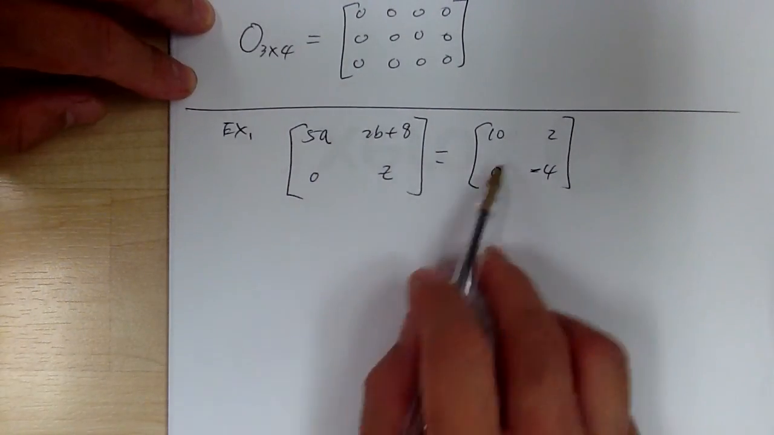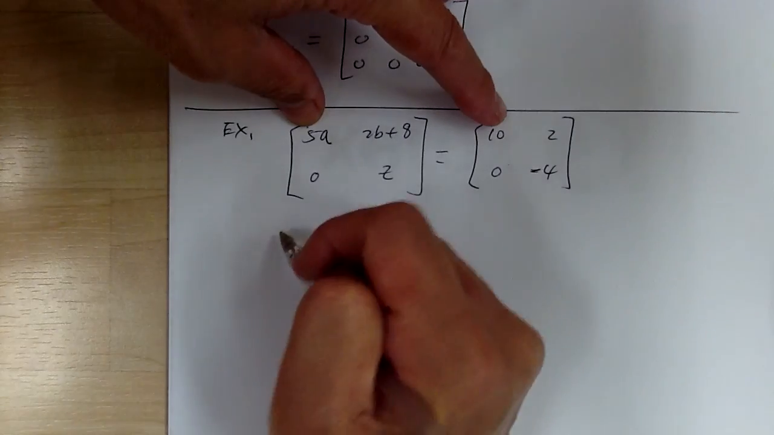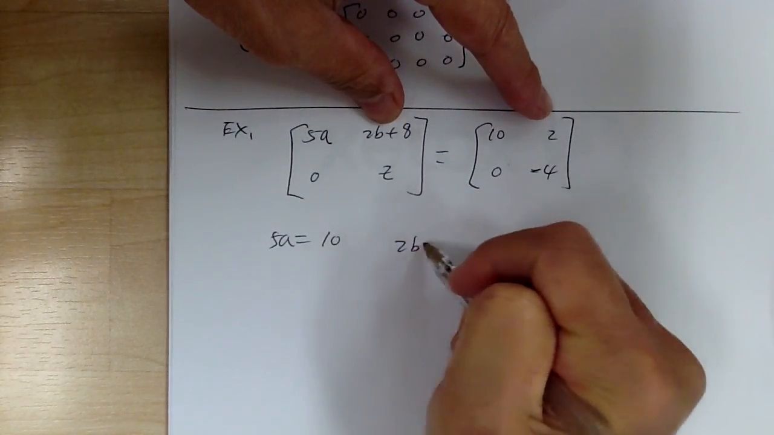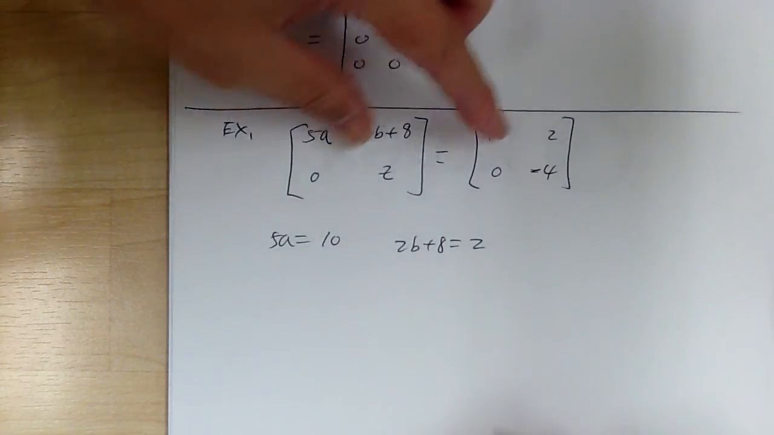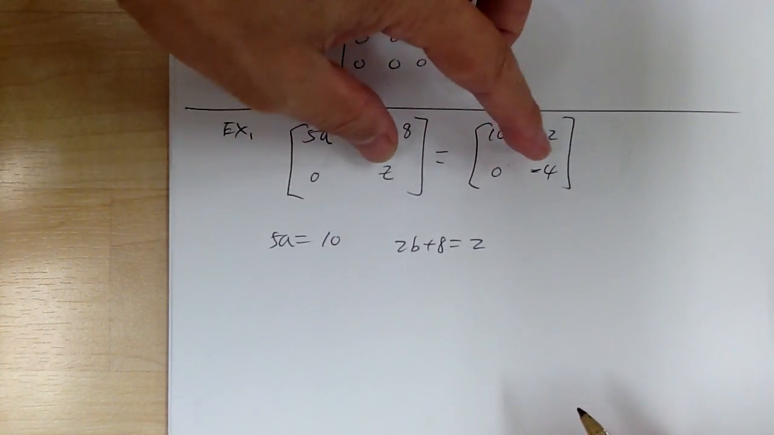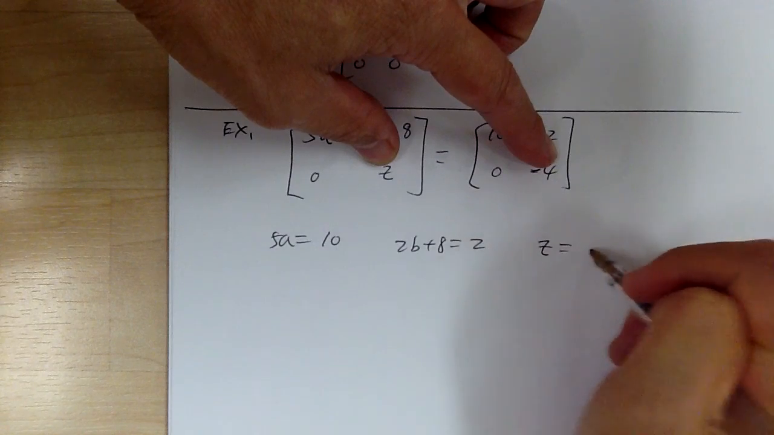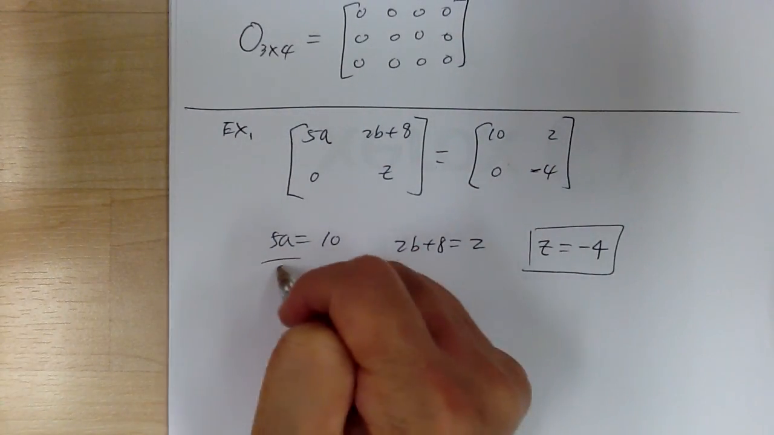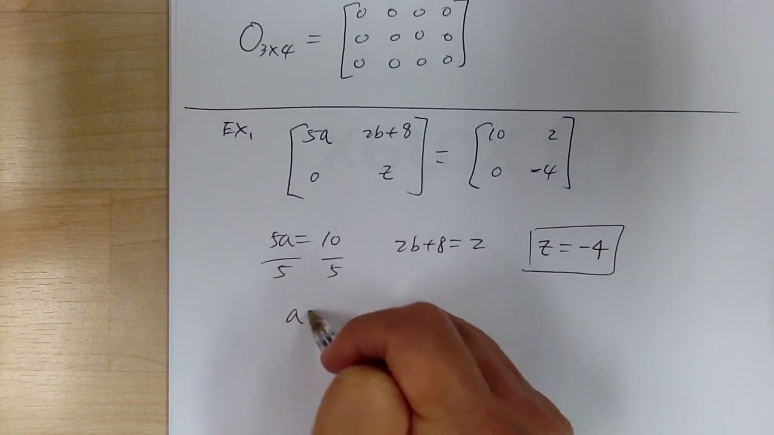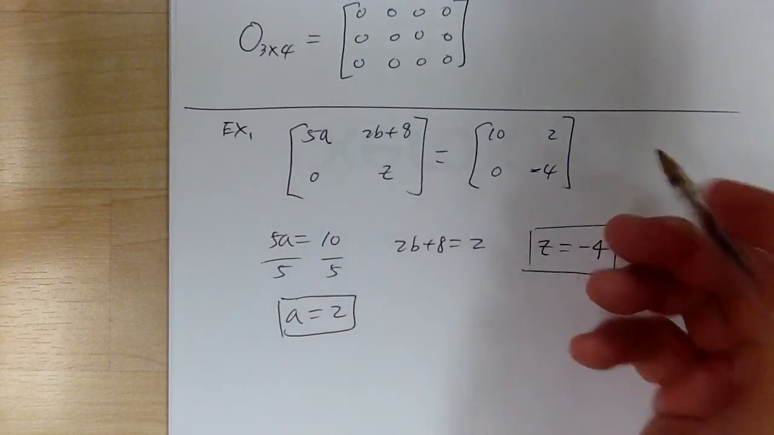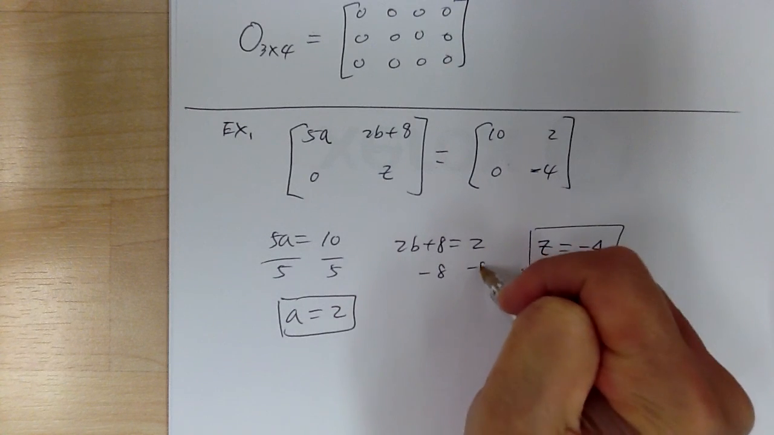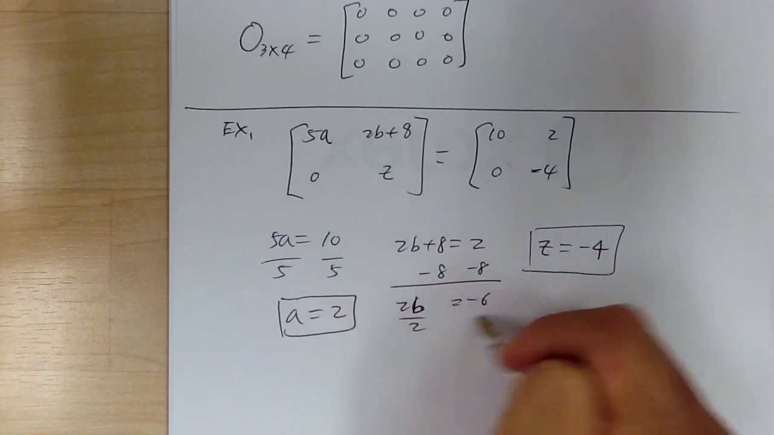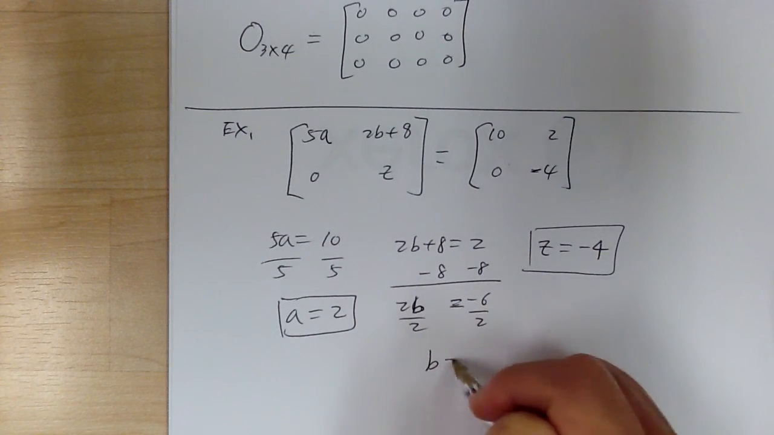Remember, in order to be equal, they all have to match. So 5a has to equal 10, and 2b plus 8 has to equal 2. 0 is equal to 0 already, so you don't have to do anything. z must be equal to negative 4, and so this is the answer already. For the first one you divide by 5, so a equals 2. For this one just do regular solving: minus 8, so 2b equals negative 6. Divide by 2, so b equals negative 3.